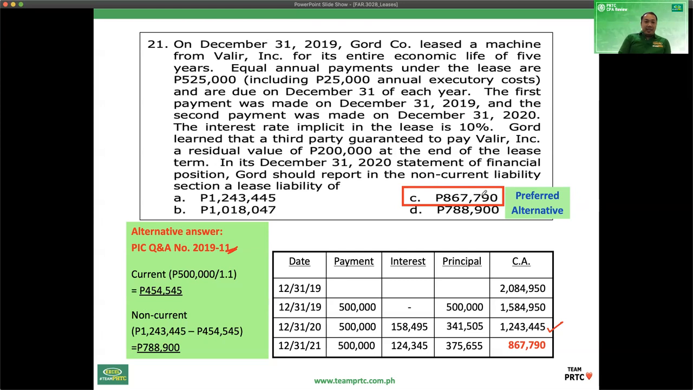So, under the alternative, naka-fix yung current portion at this amount. So, kung magkano yung present value of the payment. Okay? Pero generally, ito ang ginagamit. Mas preferred ito. So, yung parang loan amortization schedule. So, as of this date, this is the balance and this portion is current. This one is non-current.